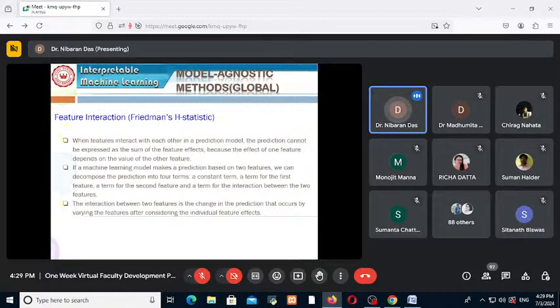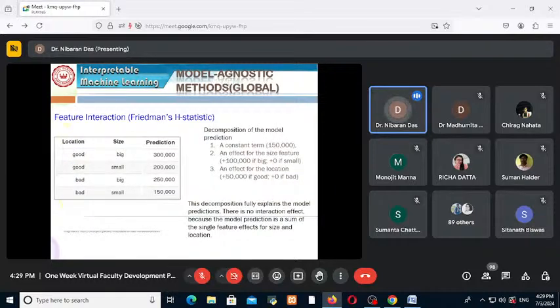A machine learning model makes a prediction based on two features. We can decompose the prediction into four terms: a constant term, a term for the first feature, a term for the second feature, and a term for the interaction between the two features. The interaction between them, this is very important. There is a constant, then there is the first, second, and interaction term. Interaction between two features is the change in the prediction that occurs by varying the features after considering the individual feature effects.